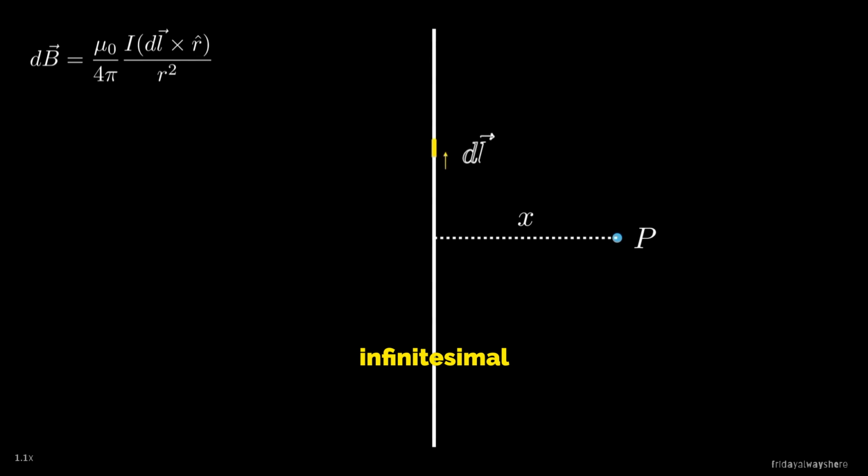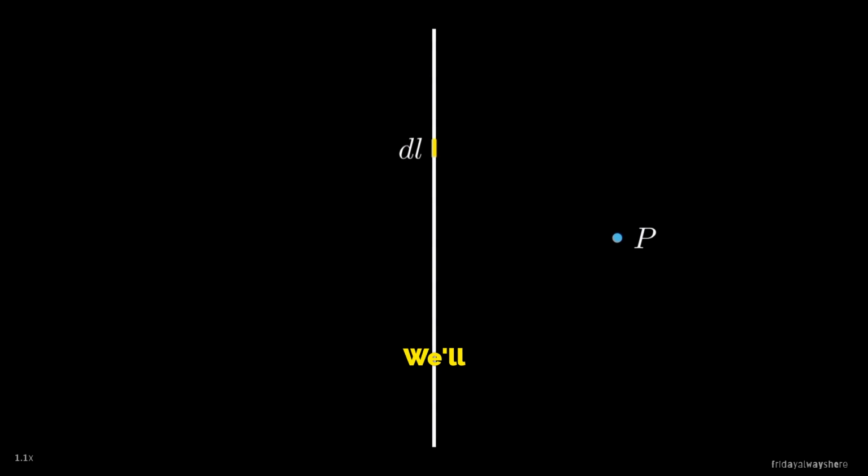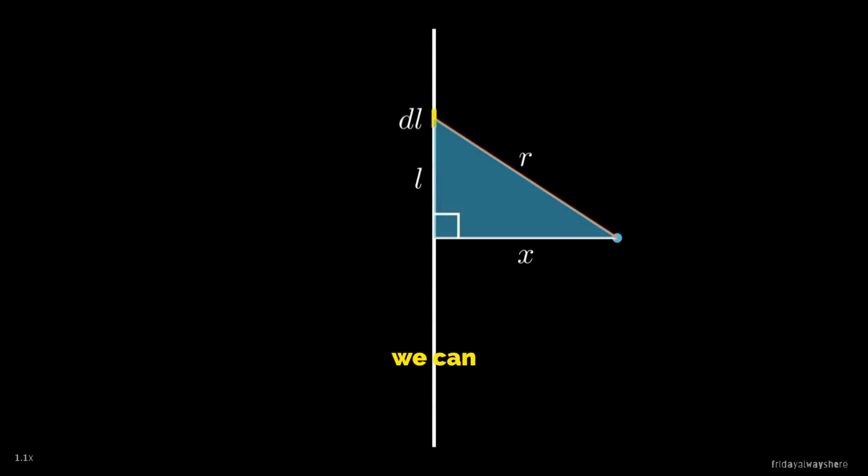Let's consider an infinitesimal current element, dl, along the conductor. The distance from this element to point P is r, and the angle it makes with the position vector is theta. To proceed with the integration, we'll set up a coordinate system. Let the origin be the point on the conductor closest to P, so that dl is at a distance L from the origin. From our right-angled triangle, we can express r in terms of x and L.